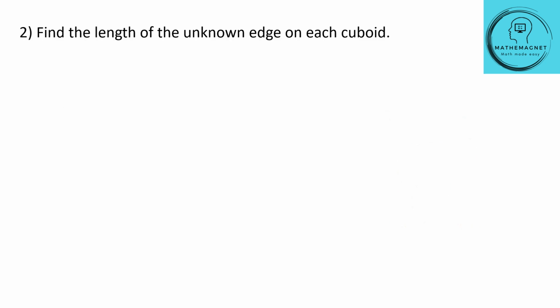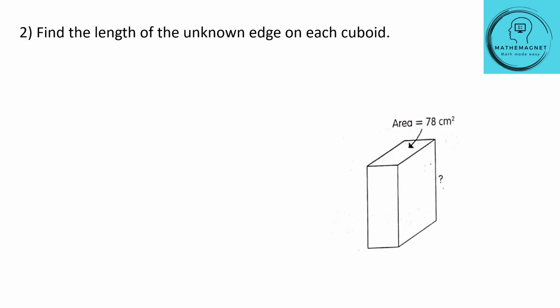Question number 2. Find the length of the unknown edge of each cuboid. Here this is the cuboid that we have, and they've given the area for this face of the cuboid, which is 78 centimeter square, and they've asked for the height. Now area is what? Length into breadth. So length into breadth is given as area of this face as 78 centimeter square, and they've also given the volume of the cuboid as 1131 centimeter cube.